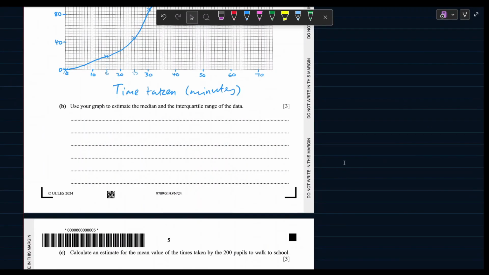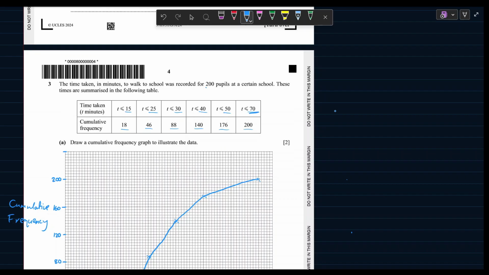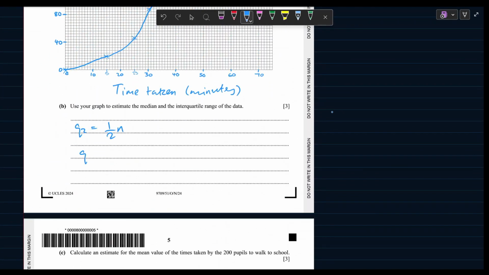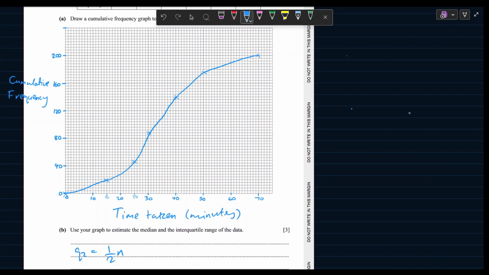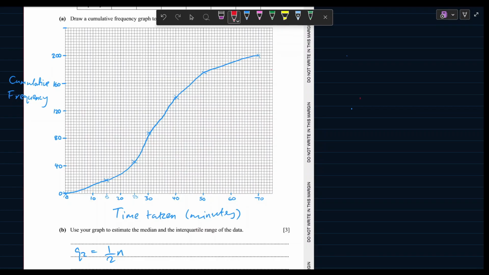And then part B says use your graph to estimate the median and the interquartile range. The median Q2 is at the position half n, where n is the sample size. Here our sample is of size 200. So the median is going to be at a cumulative frequency of 100. Half times 200 is equal to 100. So we are going to draw our construction lines at 100.